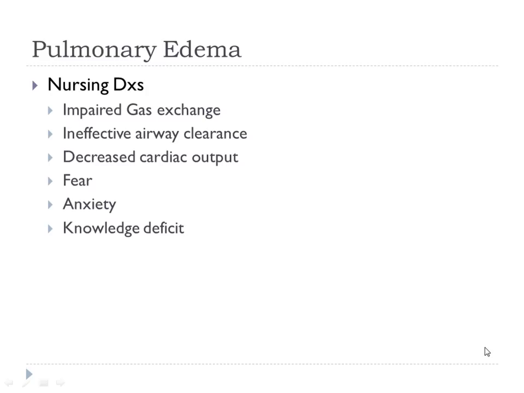If there's an ineffective airway clearance problem, where's the problem? It's in the larger airways, right? So think of it that way. If the air can't get to the alveoli, they have an ineffective airway clearance problem. If there's something in the alveoli preventing the exchange of gas, there's an impaired gas exchange, right?